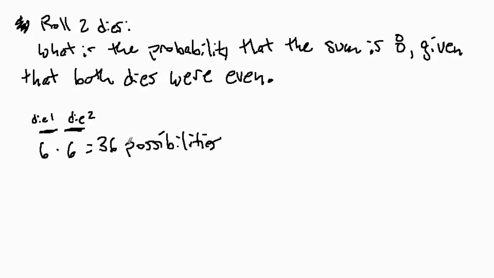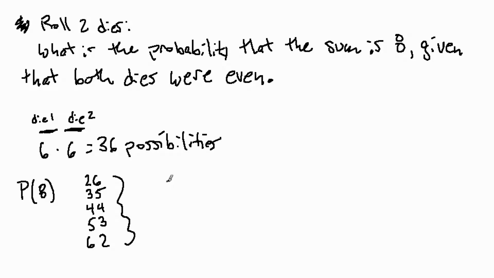Okay, so the probability of an 8, well, let's think about the different ways that I could get an 8. I can get an 8 with a 2 and a 6, a 3 and a 5, a 4 and a 4, a 5 and a 3, or a 6 and a 2. These are the ways that I can roll the 2 dice, and the sum is going to come up to 8. So there are a total of 5 possibilities here. So the probability of an 8 would just be 5 over 36.